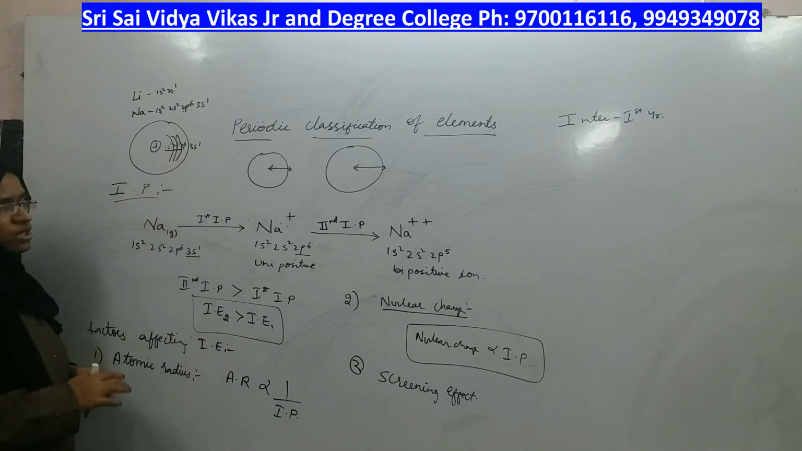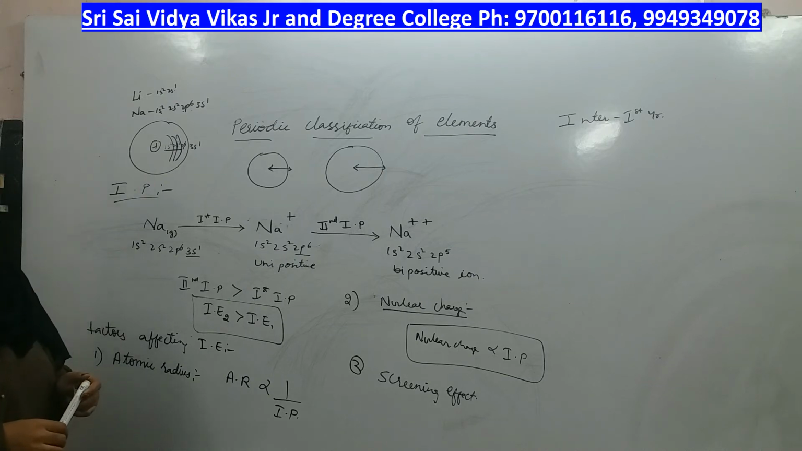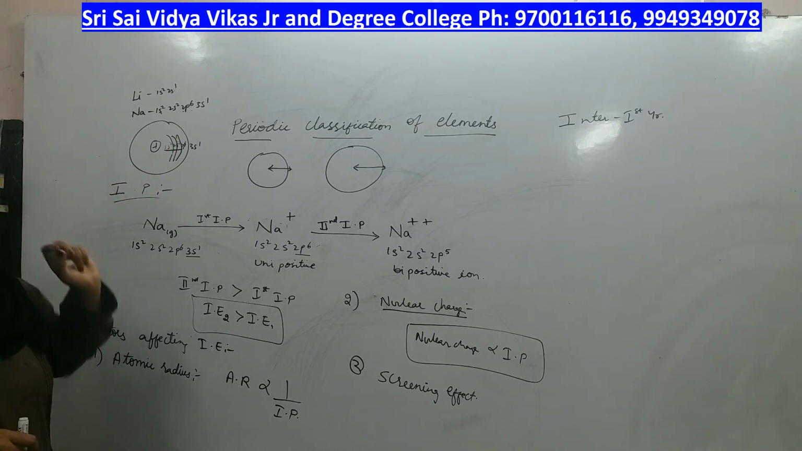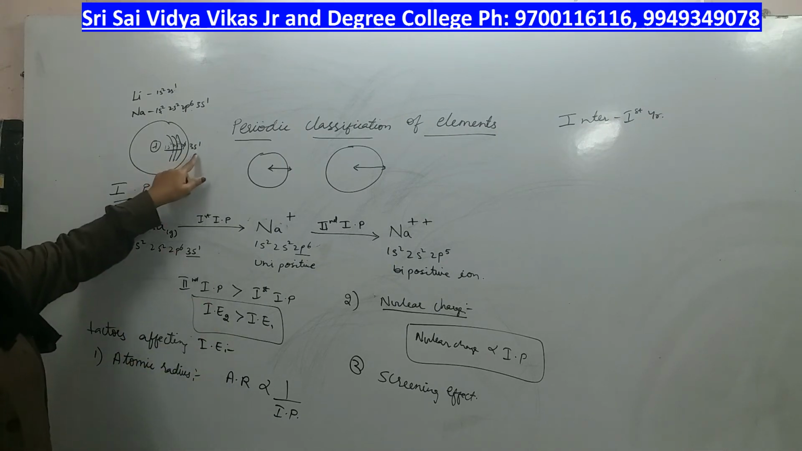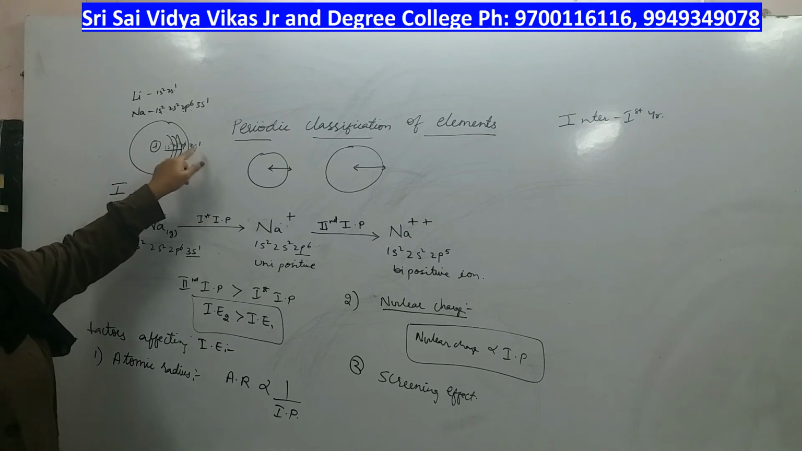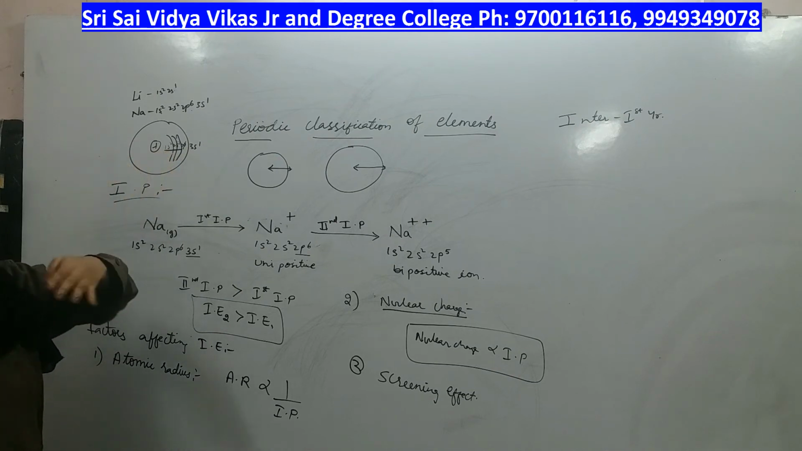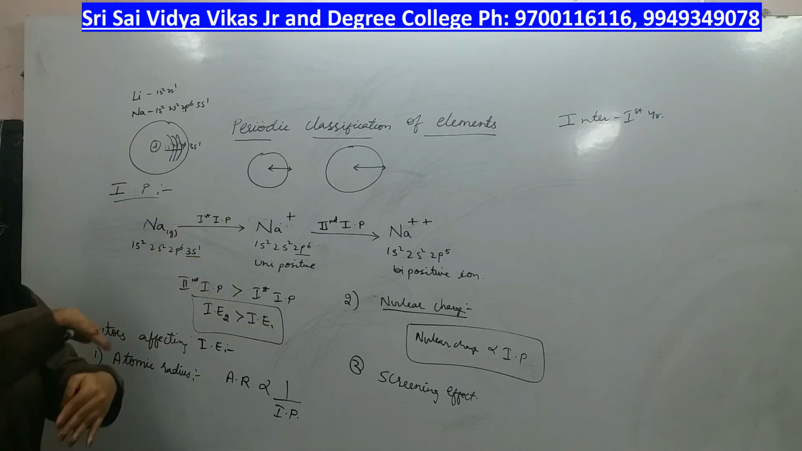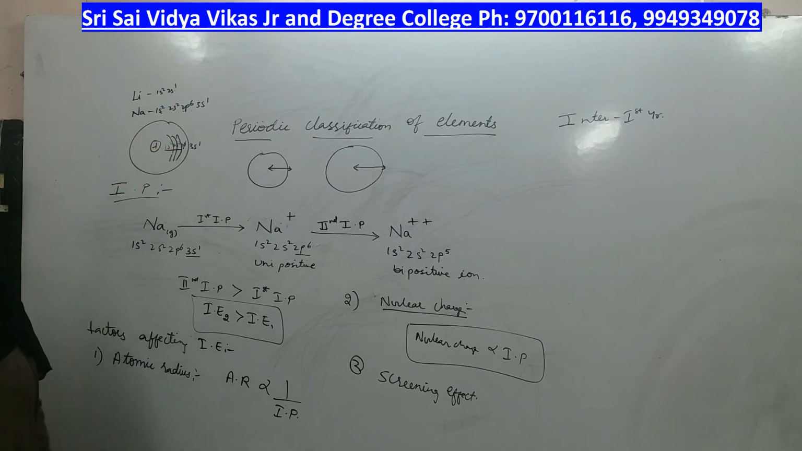So if a shield comes in between the nucleus and the valence electron, can the nucleus show its effect on the valence electron equally? No, it cannot, because the electrons in the inner core will shield the attraction of the nucleus from reaching the last electron. Therefore the nuclear charge experienced by the last electron will be less because of this shielding or screening effect, which is nothing but a barrier between the nucleus and the last electron. The barrier comes because of the inner or core electrons.